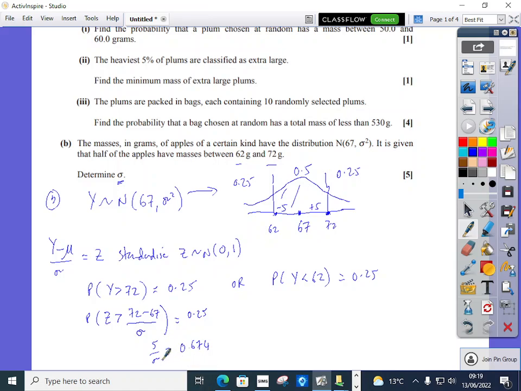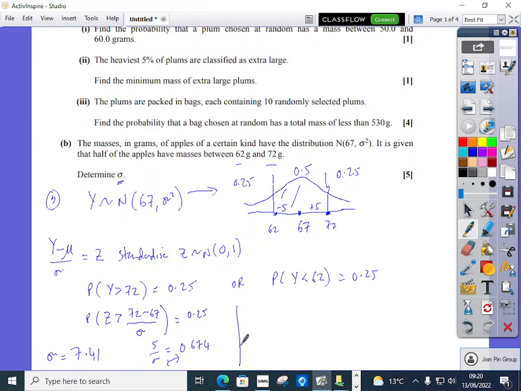So if I want sigma here, I just need to rearrange, divide that, rearrange it, and Claire, what did you get, please, for this one? You just switch those around. 7.41. Excellent. 7.41. So that is going to be our standard deviation.